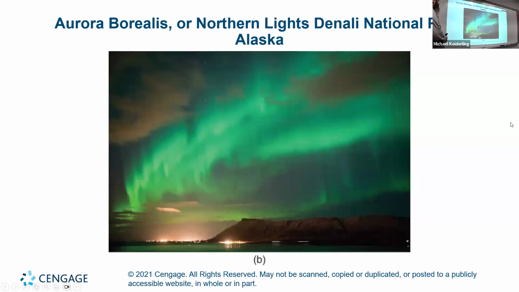So primarily, if you want to see the aurora borealis, you need to go either far north or far south. The aurora borealis, you need to go far north. The aurora australis, you need to go far south. But if there's a particularly strong solar storm, you can see them closer to the equator.